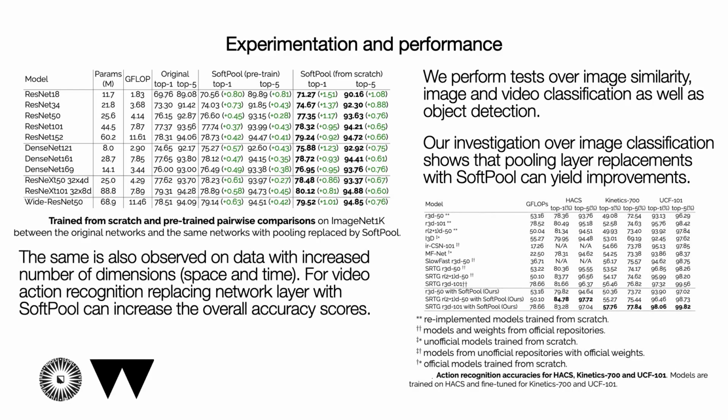The same is also observed when using data of increased number of dimensions, more specifically spatiotemporal data. Therefore, in our test for video action recognition, the replacement of network layers yielded as well consistent improvements over the overall accuracy scores from the original networks. We test our results on HACS, Kinetics 700 and UCF 101.